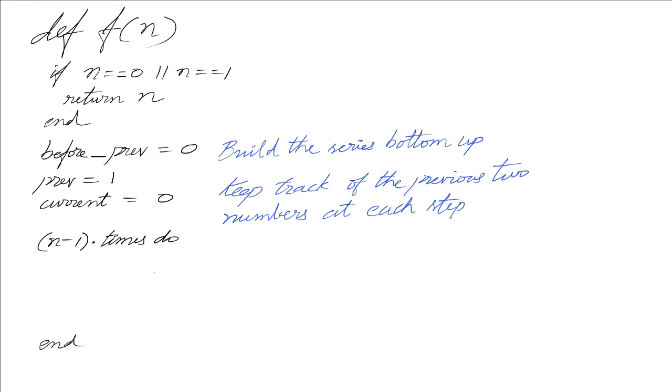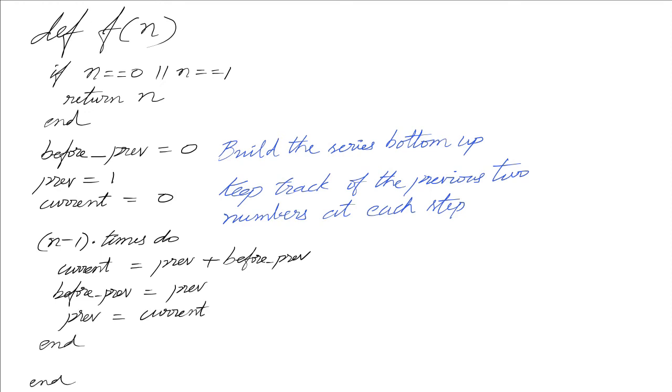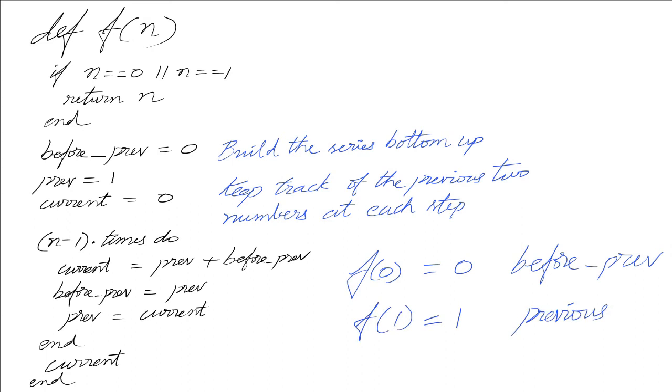We then update the current value by adding the two previous numbers. And then we update the before previous to previous as we shift moving towards the right of the sequence, and the previous becomes current. And we keep iterating until we reach the nth Fibonacci. So f of 0 is the before previous, and then we have f of 1 as the previous, and then we want to find the value of f of 2, that is the current.